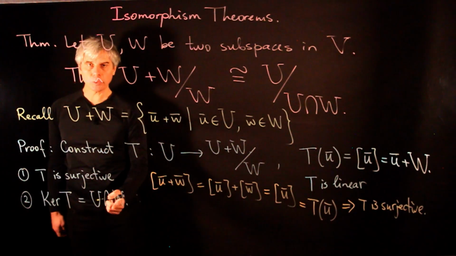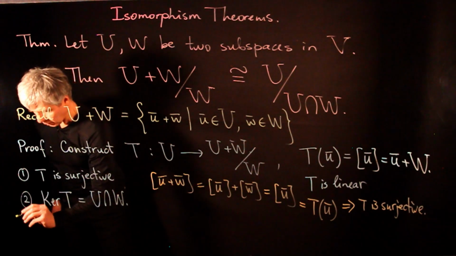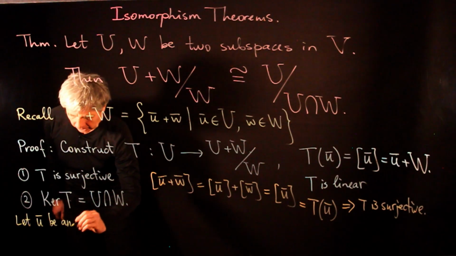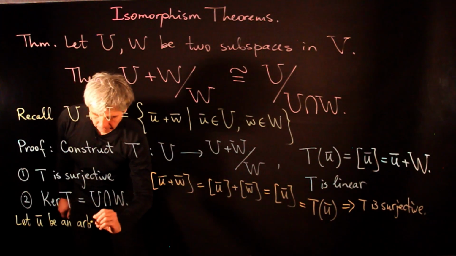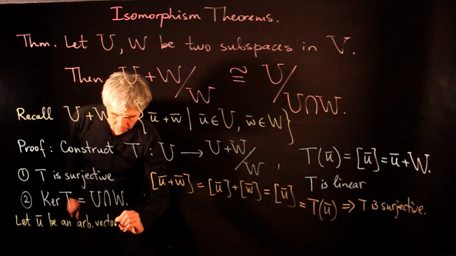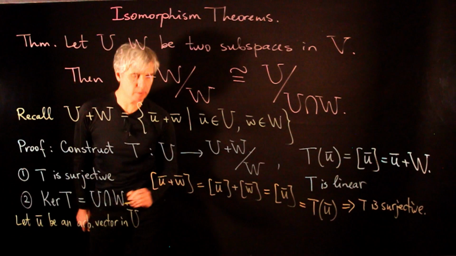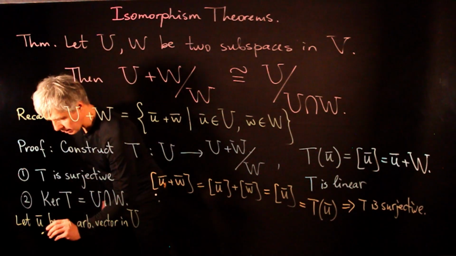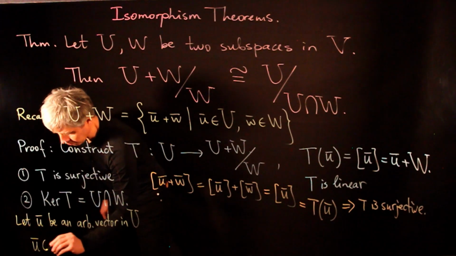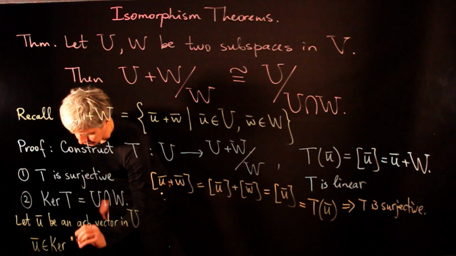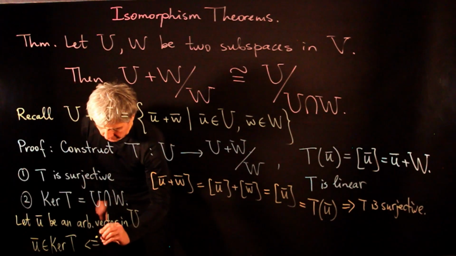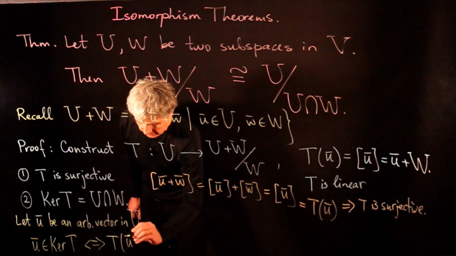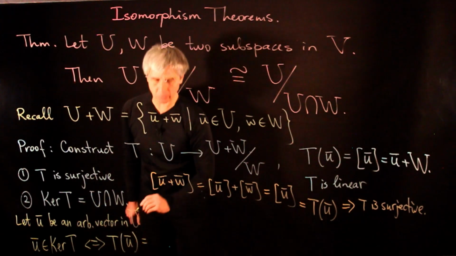Now let us compute the kernel of T. So let U be an arbitrary vector in the space U, which is the domain of our transformation T. Then what does it mean that U belongs to kernel of T? This is equivalent to saying that T applied to vector U is equal to 0.